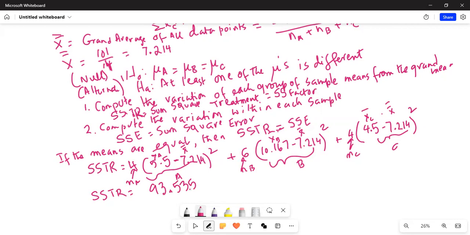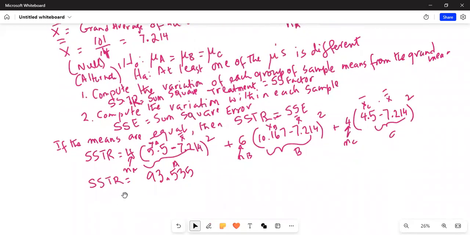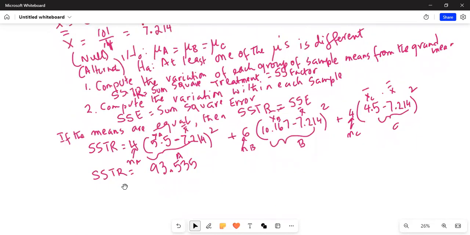Now, we also calculate a mean square. So this is the total sum square of the variations, and we want to find a mean of this. So MSTR is something we find out. MSTR is mean square treatment.